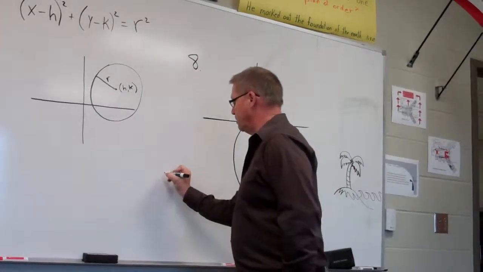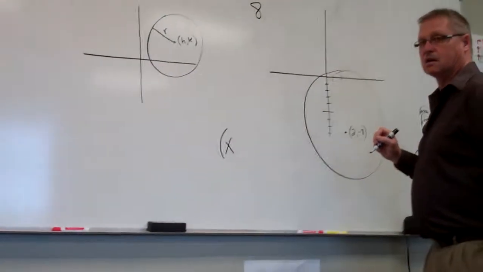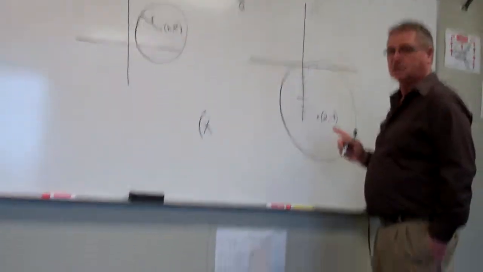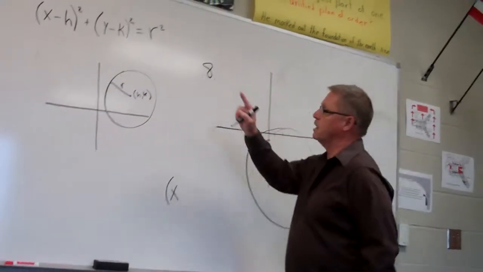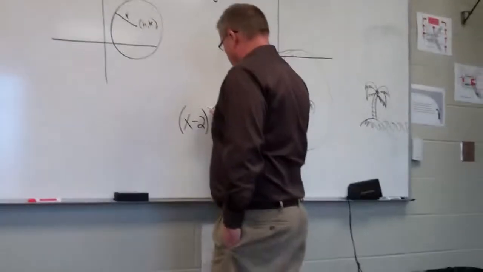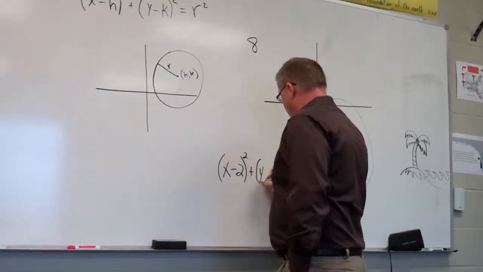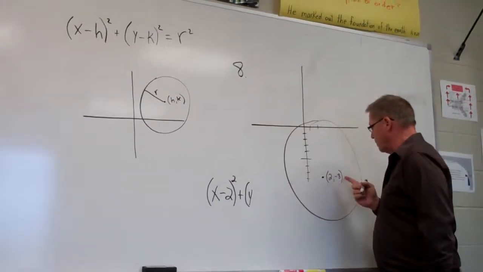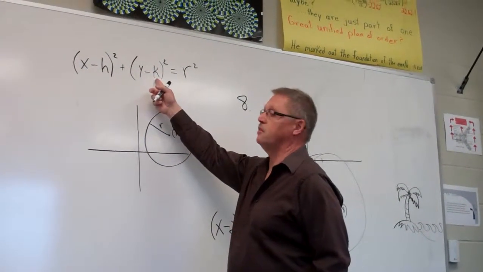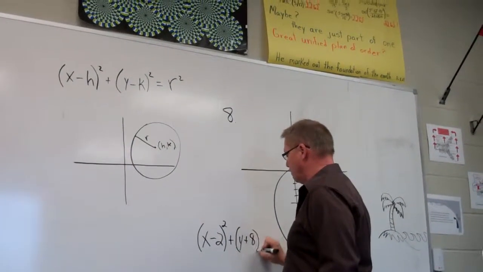So your answer for number 8 will go like this: x. And then, Nathan, what is the x of the center? 2. So we got to go x minus 2 then. This is just following the standard equation for a circle. Then it's going to be y. Nathan, what is the y of the center? -8. So we got to go y minus a -8. Do you see it's going to be backwards? You see it's going to be like this. So they're always going to be backwards.